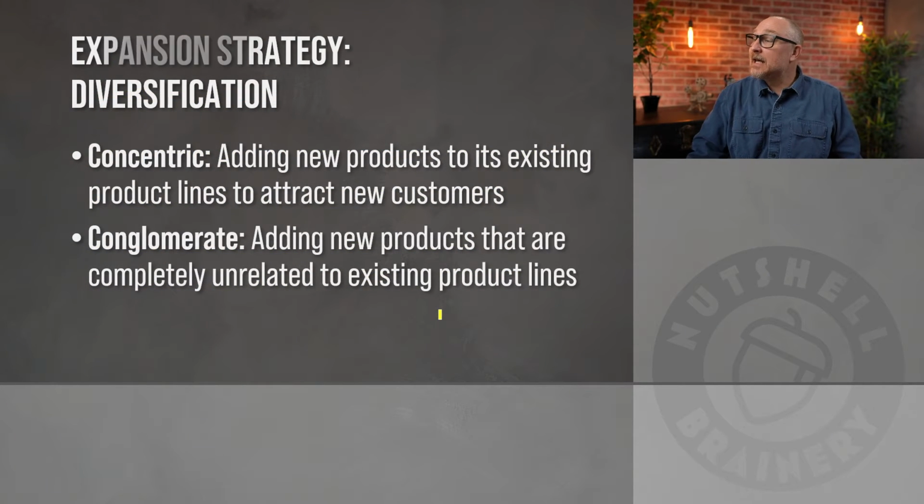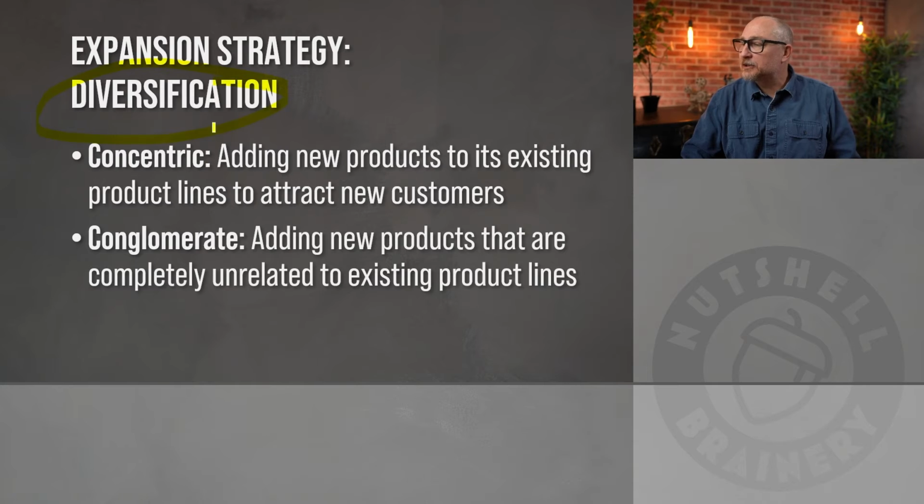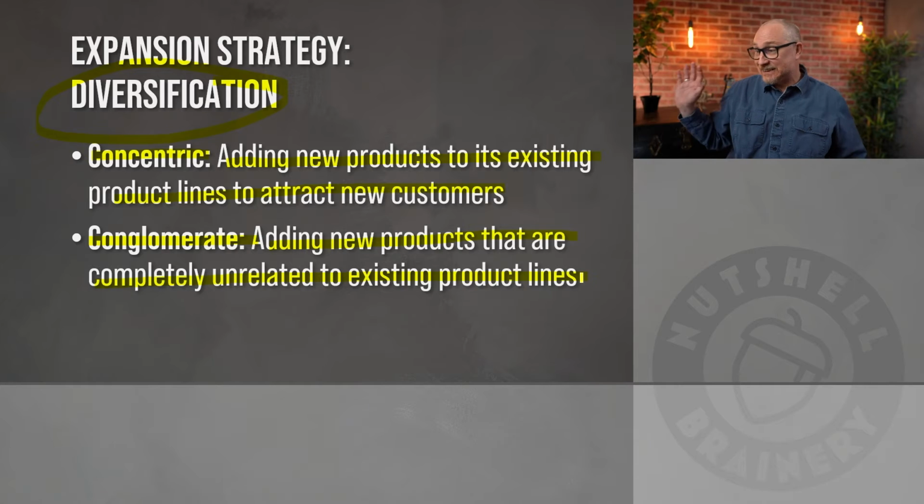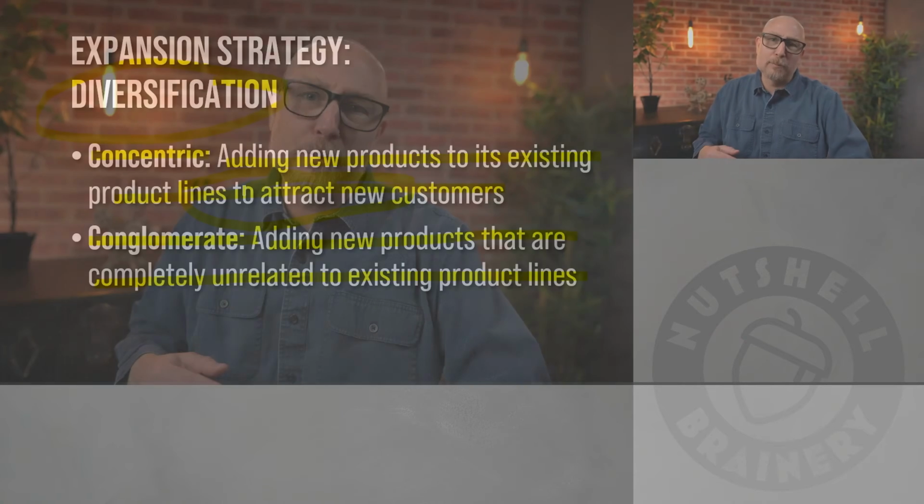Okay, next one is diversification. Now, we have concentric diversification, adding new products to existing product lines to attract new customers, or conglomerate, adding new products that are completely unrelated to the existing product lines, right? So, for example, new product lines to attract new customers. We might have a company who says, hey, I make cell phones, right?